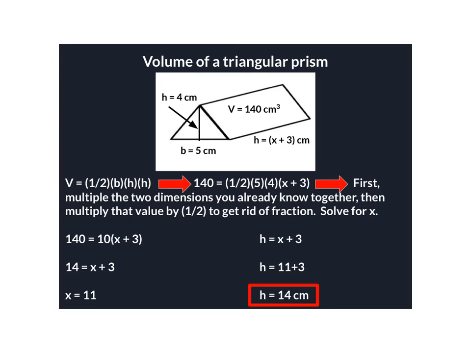If you wanted to check, the area of this triangle is 1/2 the base times the height. Well, again, 5 times 4 is 20. Half of that is 10. And then if we multiply that 10 by the actual height, 14, of that prism, it gives us 140 cubic centimeters for the volume. Hope this helps.